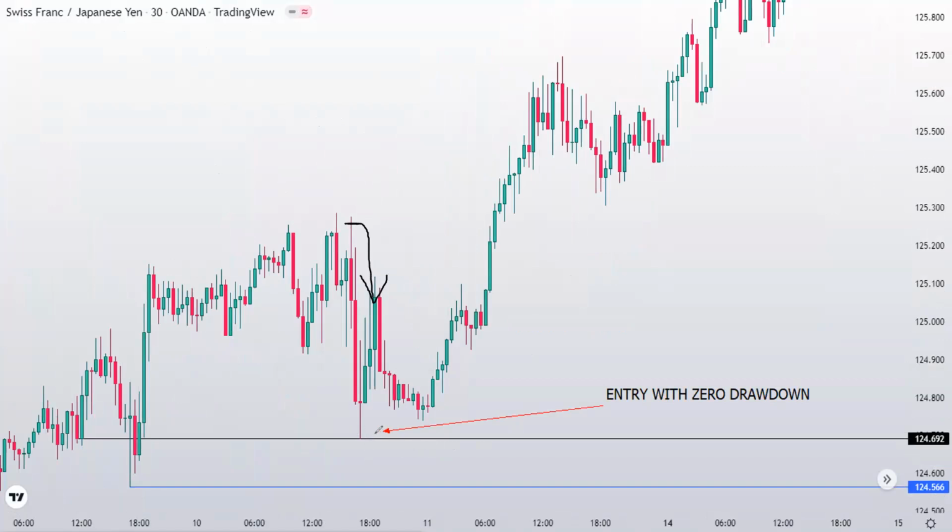Then after, the market goes up. So whether to hold this trade or not, you have to observe the higher time frames so that you can know if you have to hold this selling trade or this buying trade.